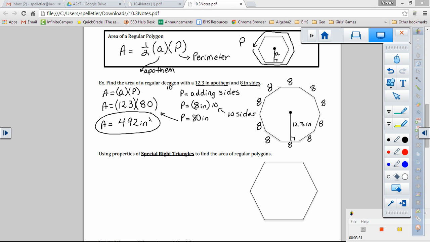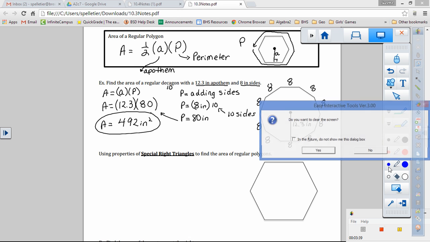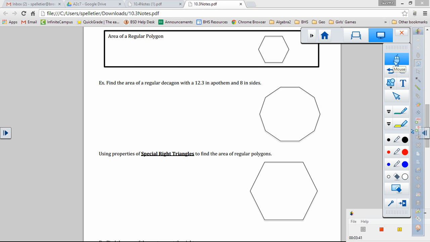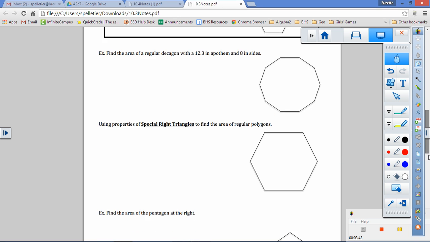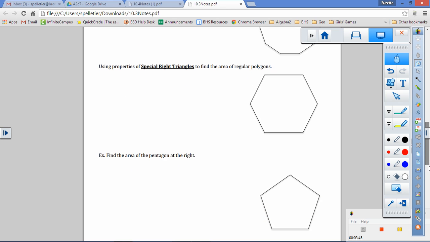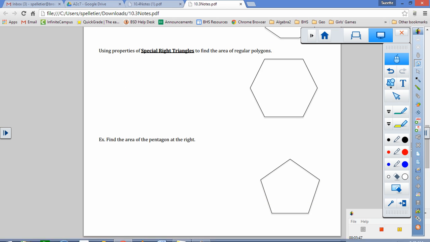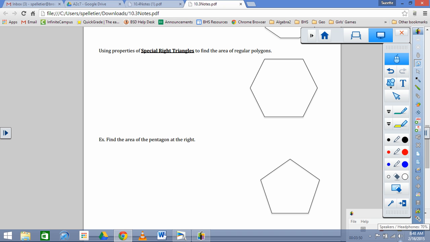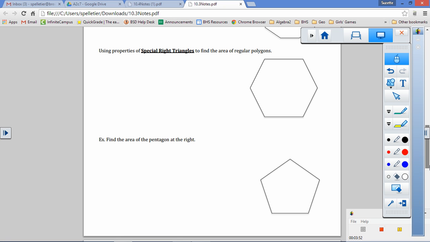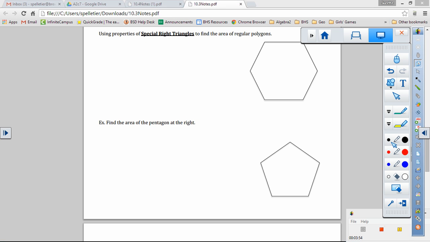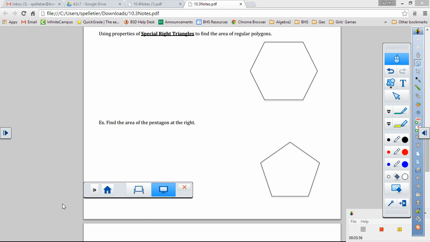That problem was relatively easy in that they gave us everything. We didn't have to really solve for any missing lengths. Here's the problem with 99% of these regular polygons, is that they do not give us all the information. We have to find it. So let's scroll the page up. We're going to bring back our special right triangles. It says use properties of special right triangles to find the area of these regular polygons. So let's do that. Let me scroll this up just a tad more. Okay. So get this out of your way. Put it down here for now.